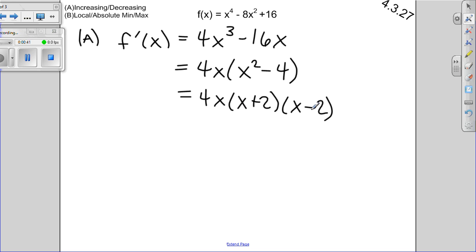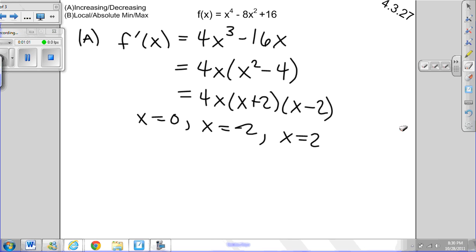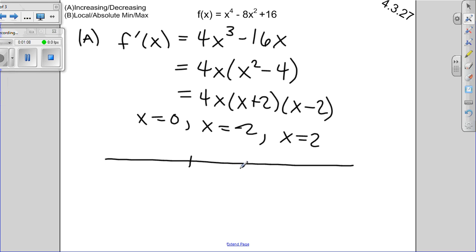Alright, so now we need to find the critical points. Critical points are when the derivative is undefined, which in this case it is never undefined, or when it's equal to 0. And in this case you can see it's equal to 0 at x equals 0, x equals negative 2, and x equals 2, just by setting these three parts equal to 0. So now we know our critical points. Let's see what they tell us about the function. Negative 2, 0, and 2.